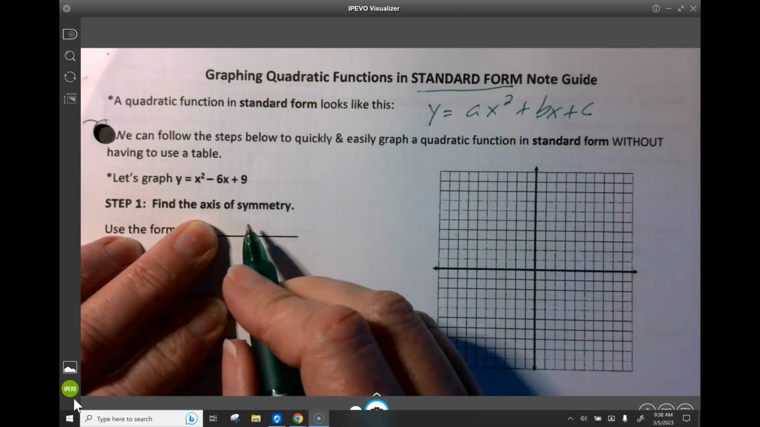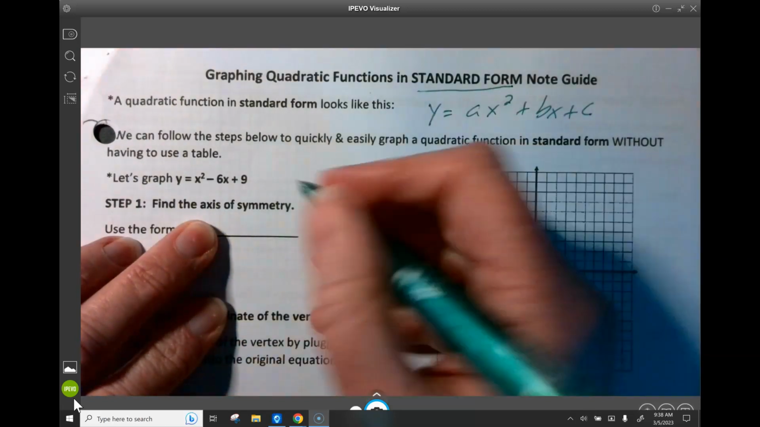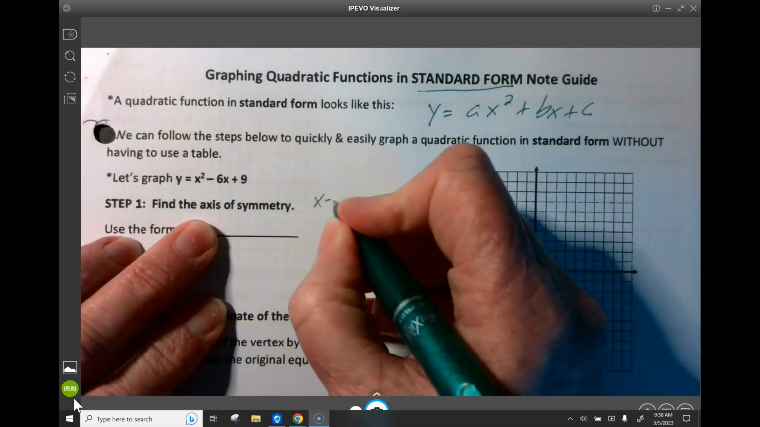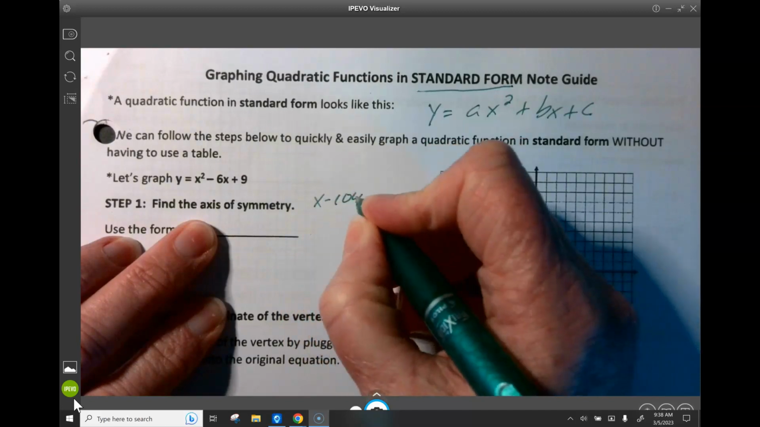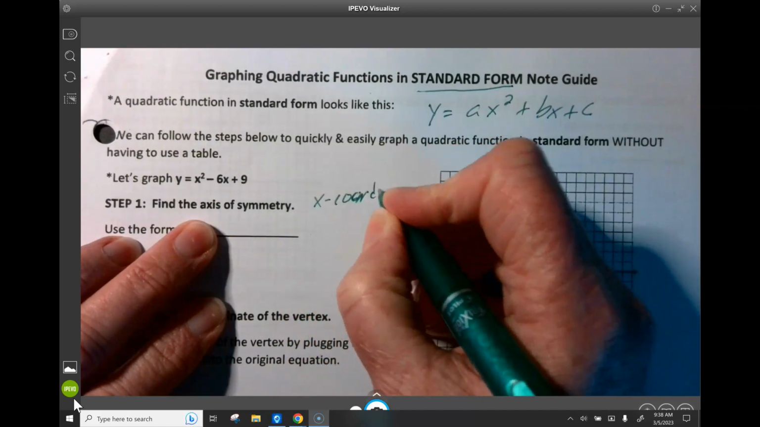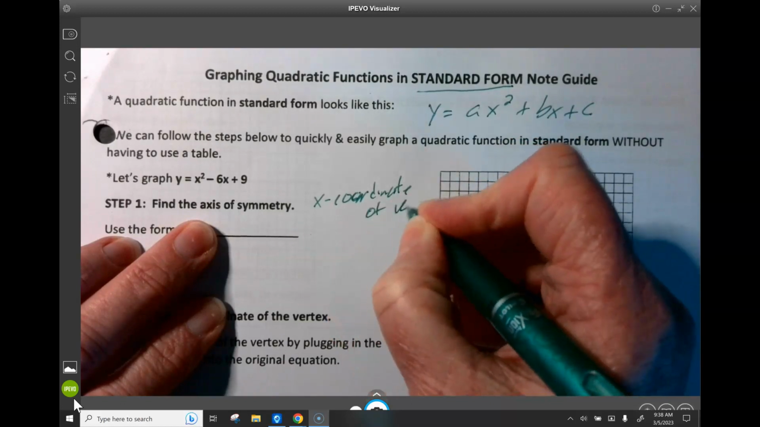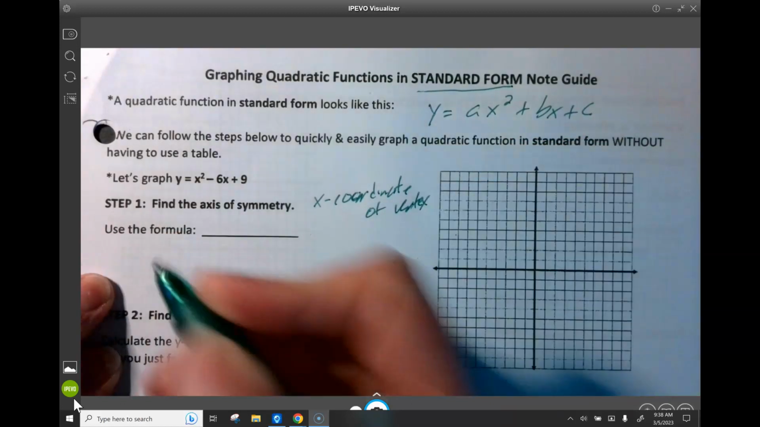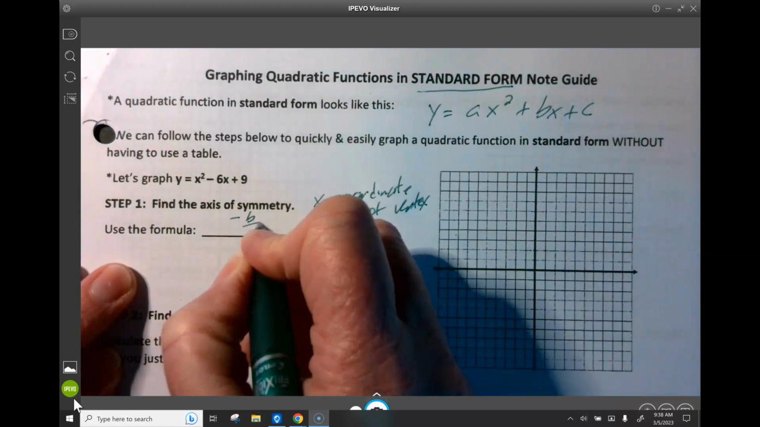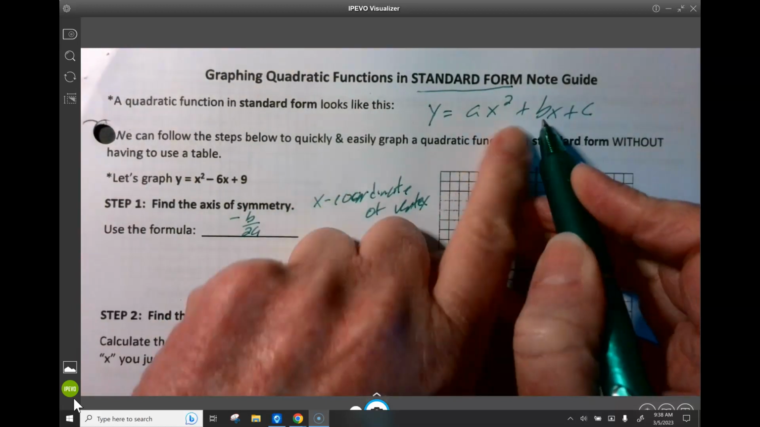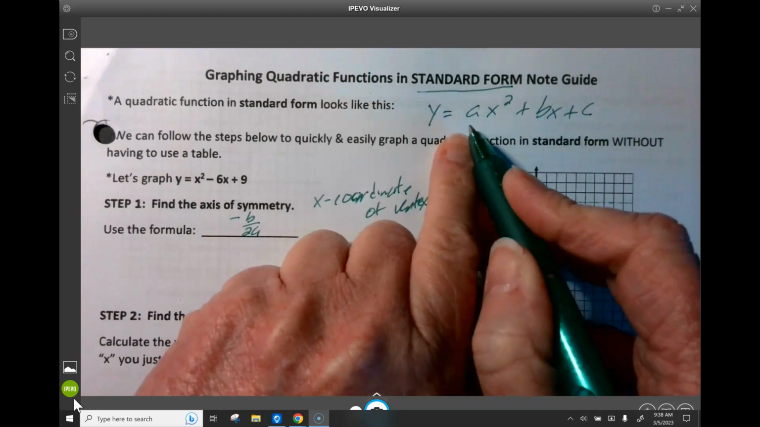Now, we are going to find the axis of symmetry, but at the same time, of course, we're going to find the x-coordinate of the vertex. And there's a formula for that. It is negative b over 2a. So negative b over 2a.